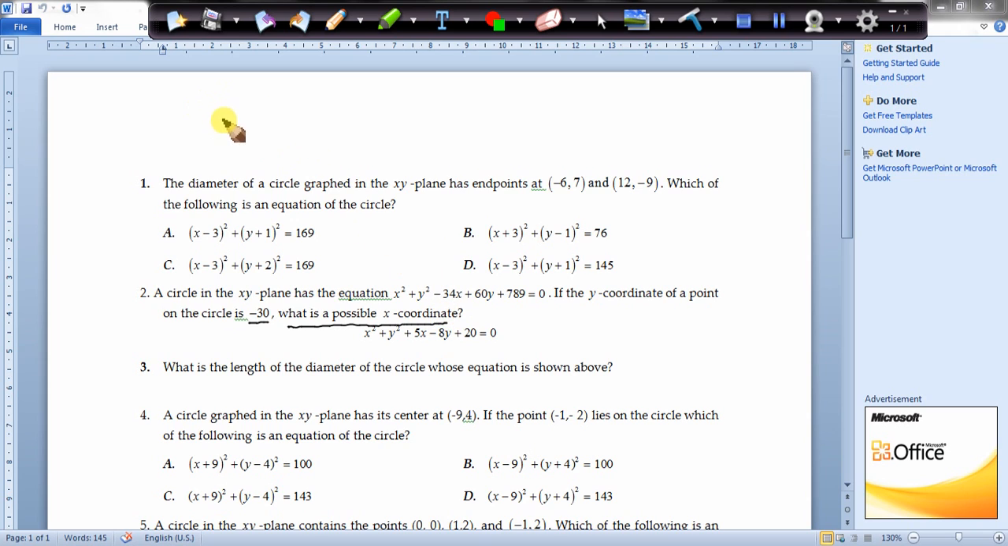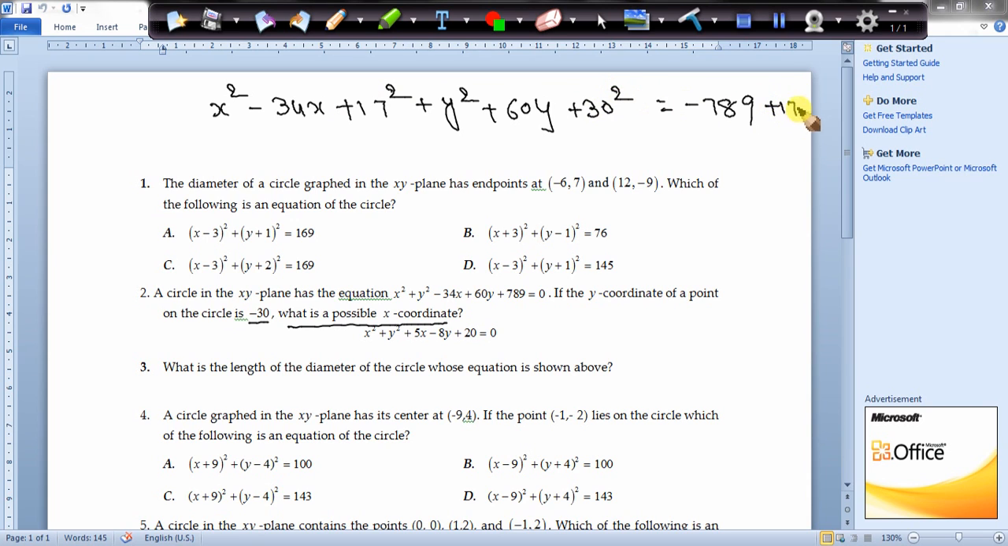So let me convert it into the standard form. I can write it as x square minus 34x plus y square plus 60y is equal to -789. So add 17 square, add 30 square on both sides. So 17 square is 289, minus 789 plus 900 is 400, and this is x minus 17 whole square plus y plus 30 whole square.